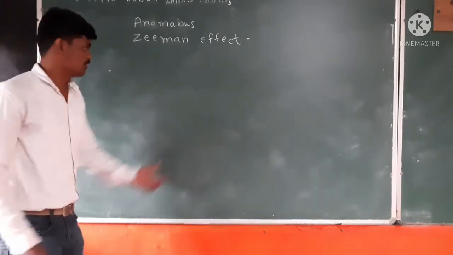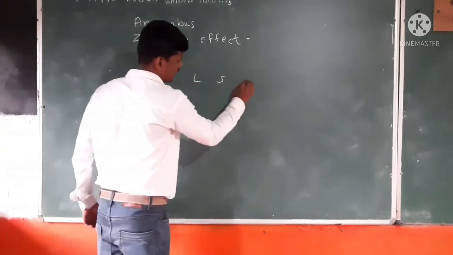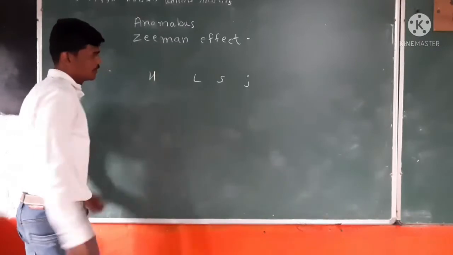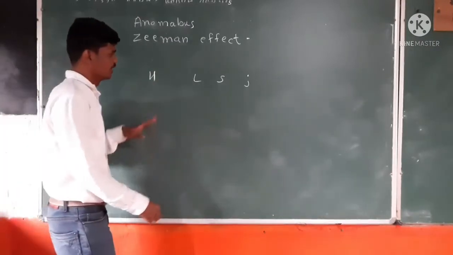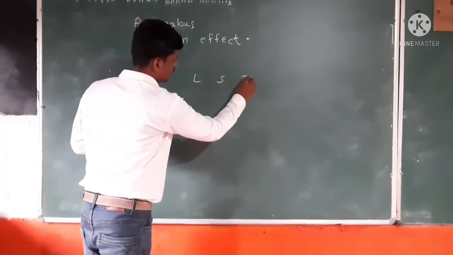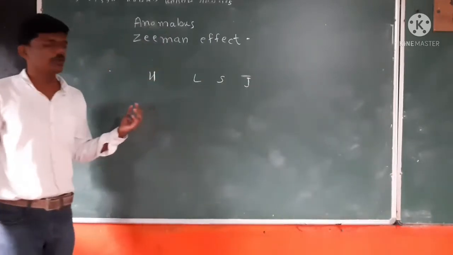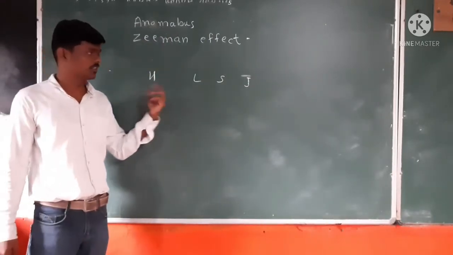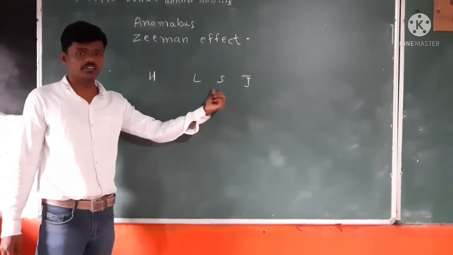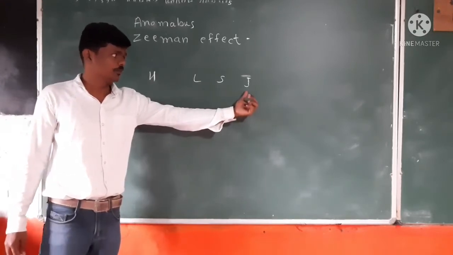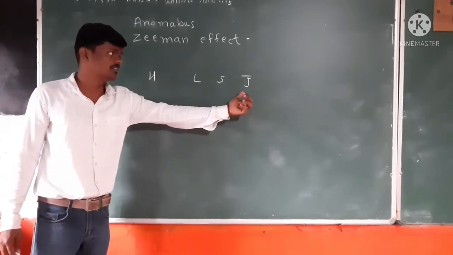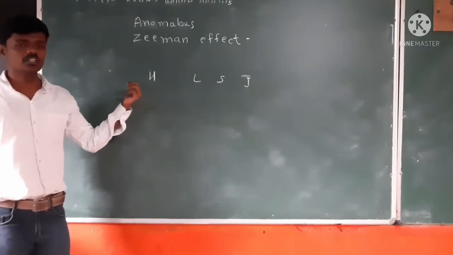We know this, that L, S and G. Here we have H. When we apply external magnetic field, we'll write capital G. Now when we apply external magnetic field H, what is happening? L and S interact with each other. They are precessing about their resultant J, and this J revolves around this H.